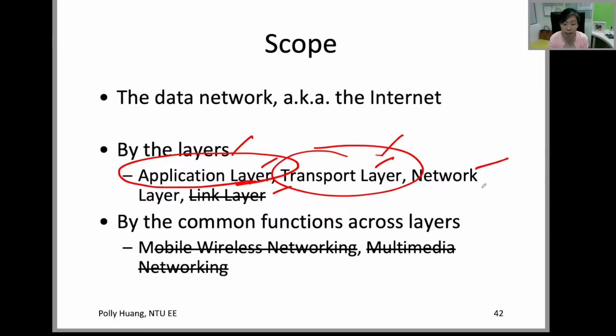One more layer down, the network layer. So the functionality quickly shrinks down to just two. The two mechanisms are called routing and forwarding. These are the mechanisms running in the very center part of the internet.